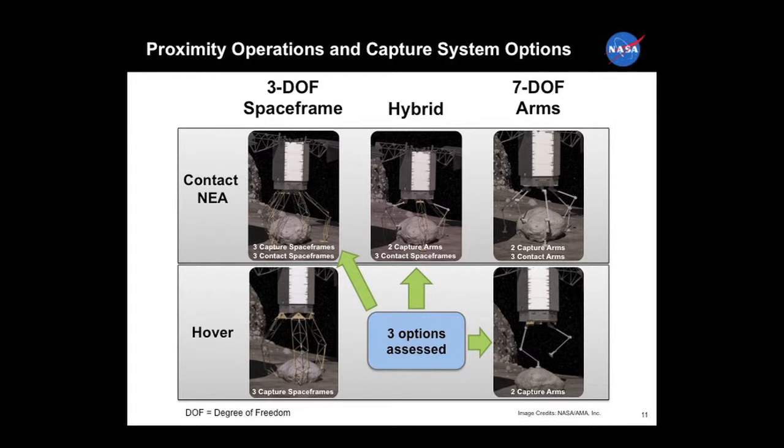We've looked at basically a 2x2 matrix, or a two-dimensional matrix. How you interact with the asteroid. Do you contact the parent asteroid, or do you hover?